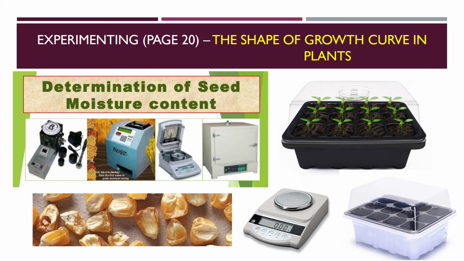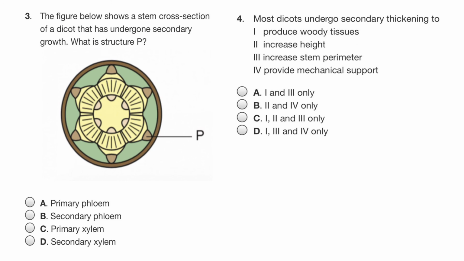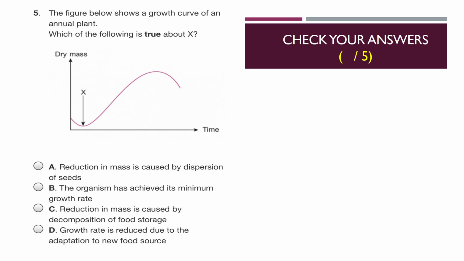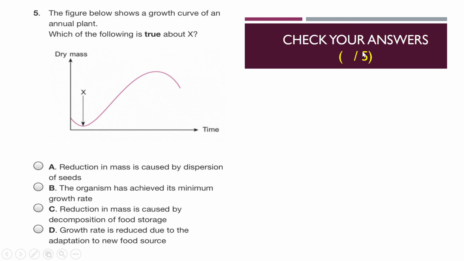Okay, there is an experiment that you need to do to determine the seed moisture content, okay, which is on page 20 in your textbook. These are the apparatus and also materials that are needed. Okay, that's the end of the chapter, and there is quiz for you. This one is, you can submit as you scan with your phone the code. Okay, you submit the answers, you choose, and you submit the answers, you'll be able to come back with your score.